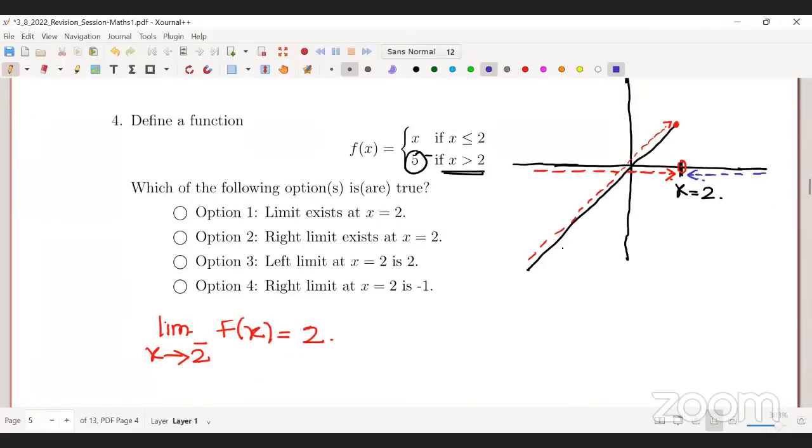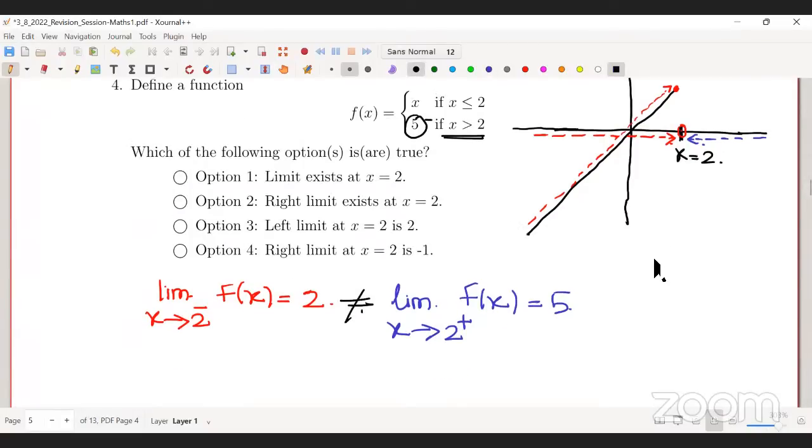Okay, so then we have a problem here, right? Because my left hand limit is 2 and my right hand limit is 5. So these are not equal, right? So then I say that the limit of this function at x equal to 2 doesn't exist. So that means the first option is incorrect, right?